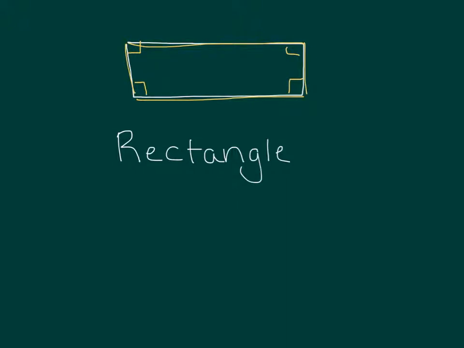So I'm going to draw another rectangle. There's my rectangle. What makes it a rectangle is it's a parallelogram. I know it's a parallelogram because opposite sides are parallel. This is parallel to this, and this is parallel to this. But it's a special parallelogram because it has four right angles: 1, 2, 3, 4 right angles, four 90-degree angles, four perfect corners.